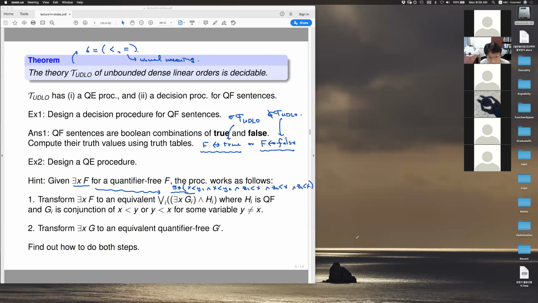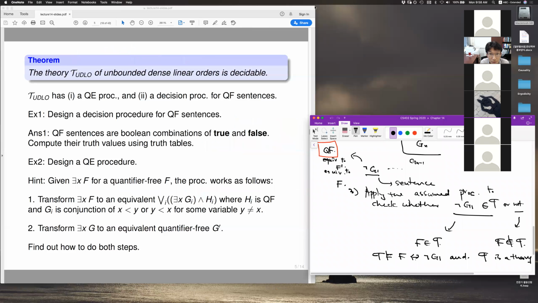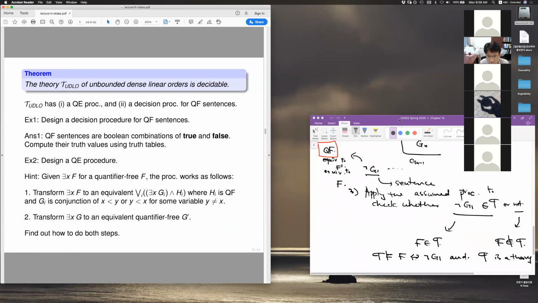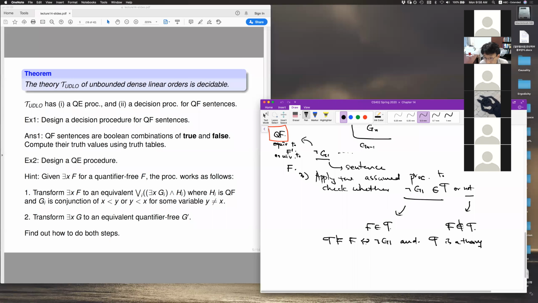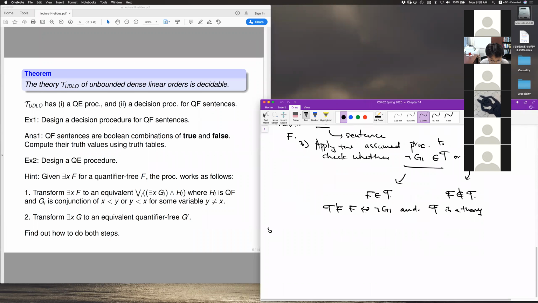Okay, so let me explain how it works. Then for step 1, which is transforming, we transform exists x dot f into a disjunction of formulas of the form exists x gi and hi. So how to do this?